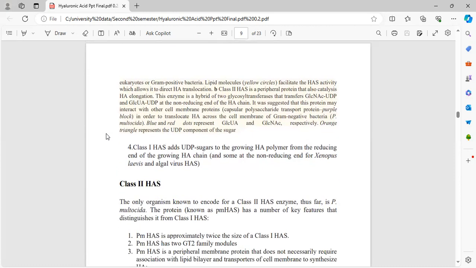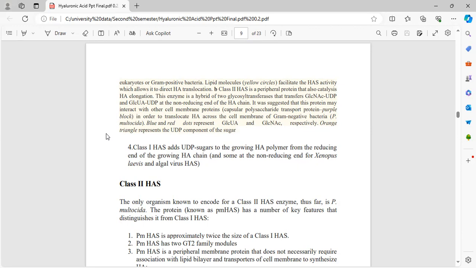Lipid molecules, yellow circles, facilitate the hyaluronic acid synthase activity, which allows it to direct hyaluronic acid translocation. B, class 2 hyaluronic acid synthase is a spherical protein that also catalyzes hyaluronic acid elongation. This enzyme is a hybrid of two glycosyltransferases that transfer at the non-reducing end of the hyaluronic acid chain.